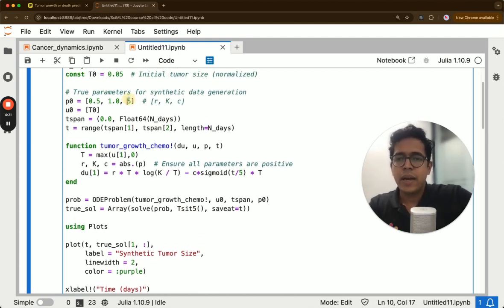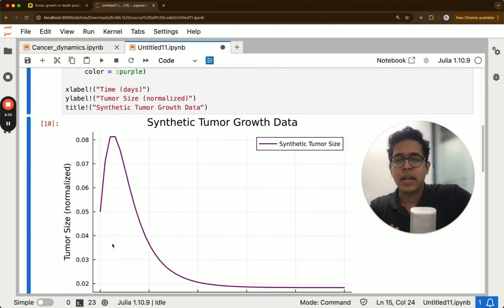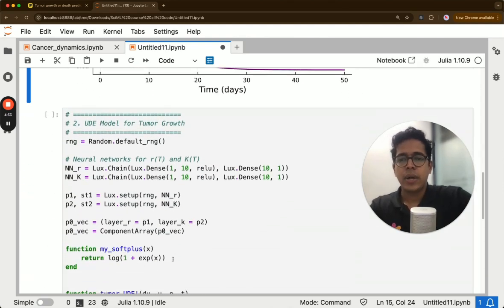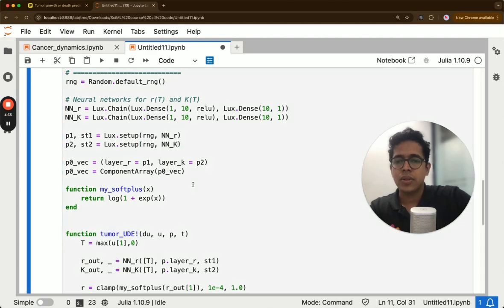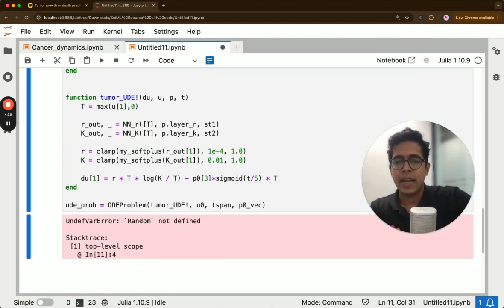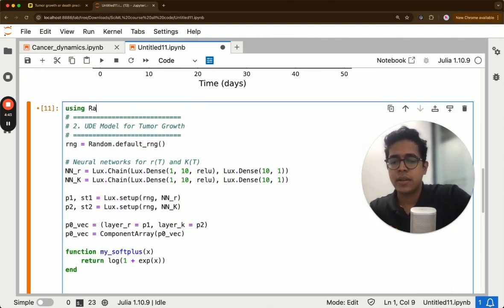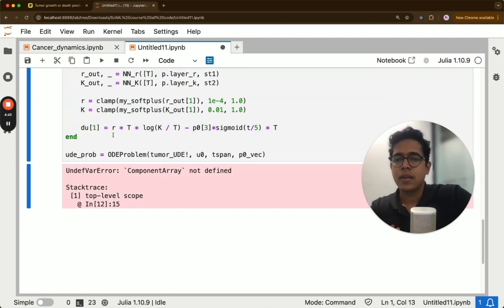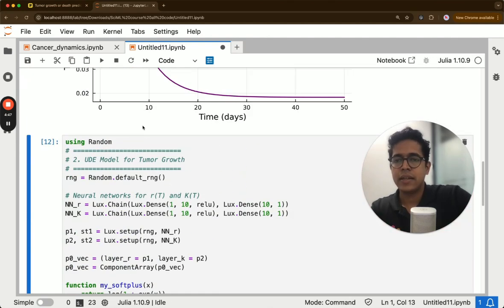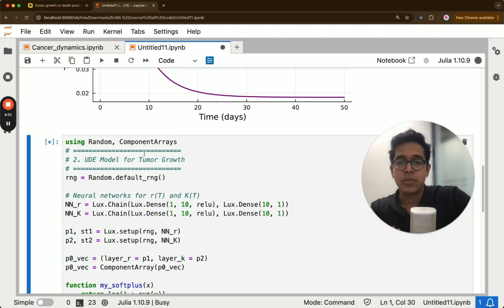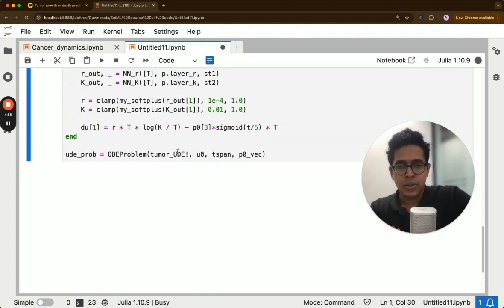Okay, so now let us go back to the value of C equal to 2, right? This sounds better. And now this is our ground truth data. So we will use this curve as the ground truth data. So we are simulating from 0 to 50 days, correct? Okay, so now let us define the UDE. So UDE is now, okay, random is not defined. So here what we can do is using random. So component array is not defined. That is part of this library called component arrays. So you have to put an S also. Then hopefully it should run.